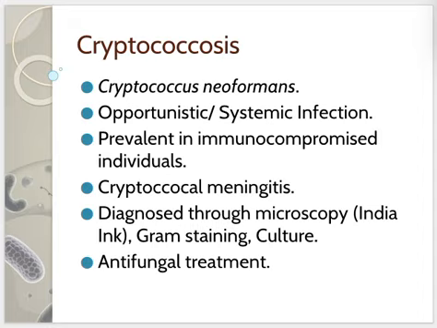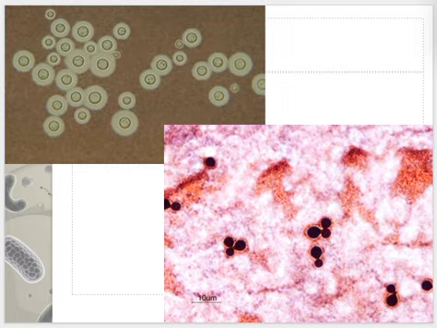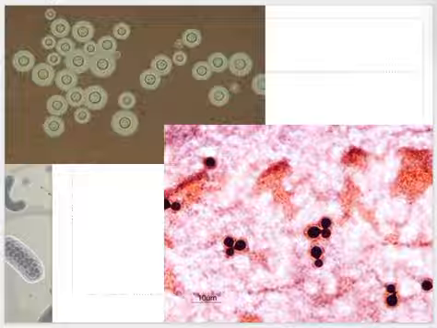Cryptococcosis is caused by Cryptococcus neoformans and can be both opportunistic and systemic. It mainly affects immunocompromised individuals and often leads to cryptococcal meningitis. Diagnosis involves microscopy using India ink staining, gram staining, and culture methods. Antifungal treatment is essential for managing this serious infection. Understanding these points helps in early recognition and intervention. Microscopic images of Cryptococcus neoformans reveal encapsulated yeast cells clearly visible against a dark background. Stain samples show these cells as gram-positive budding yeast cells.